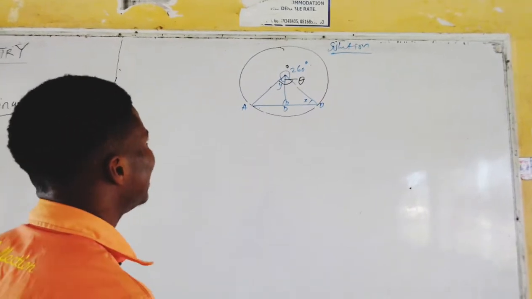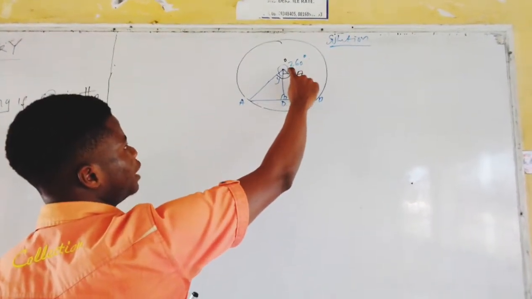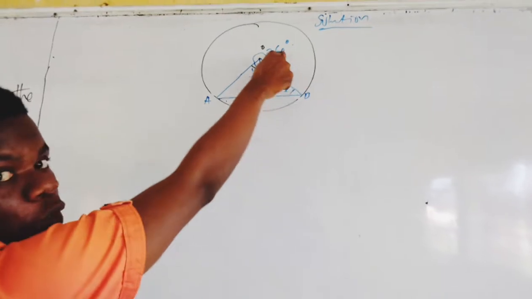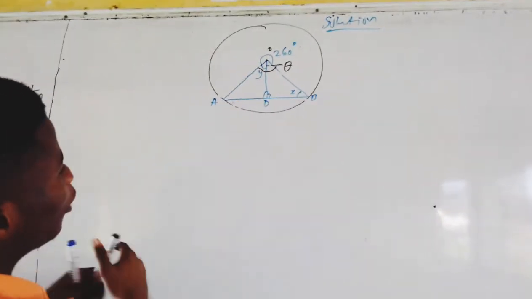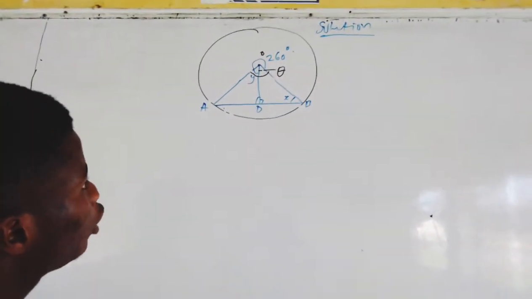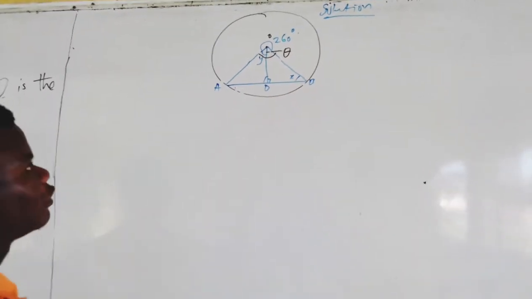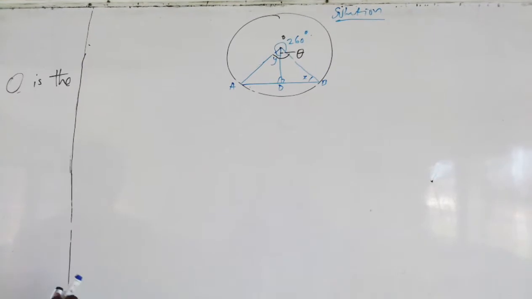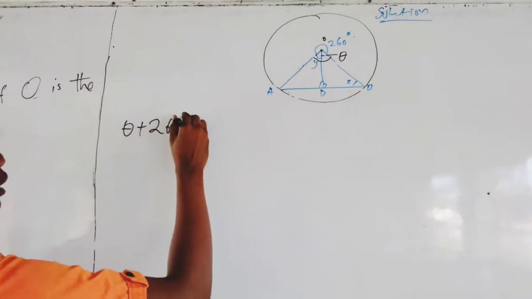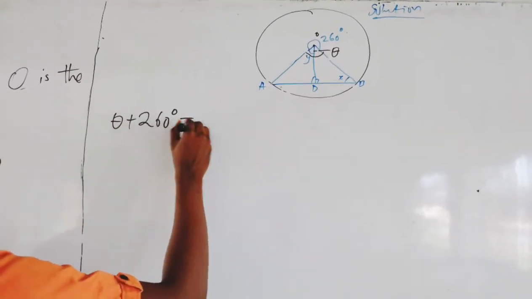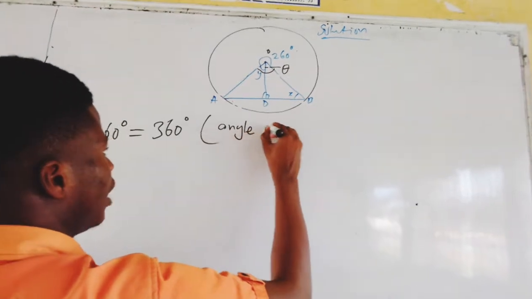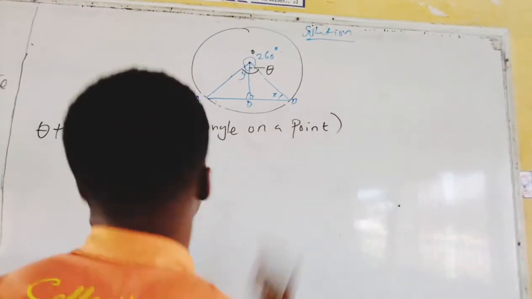So first of all, I want to look for my theta, and I have O, the round point to this place, to be 260 degrees. From here down to this place is 260 degrees. Then from this point to this point is y, while the whole is theta. I want to look for my theta, because if I get my theta, I will get my y. So theta plus 260 degrees is equal to 360 degrees. Reason: angle at a point.